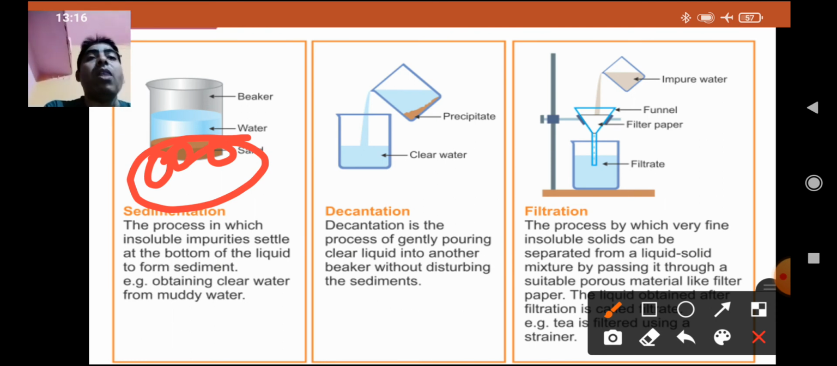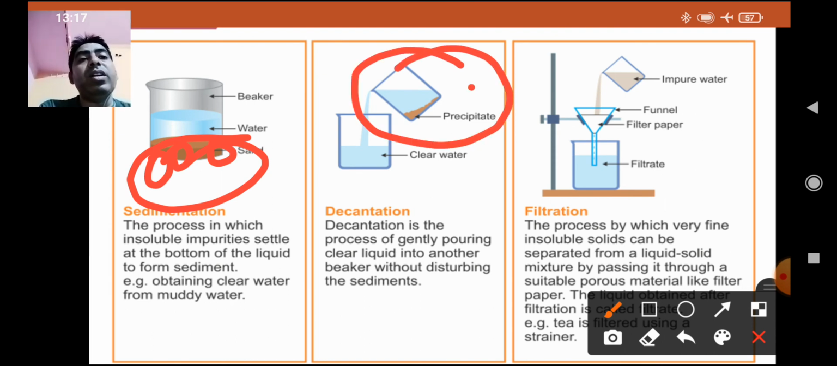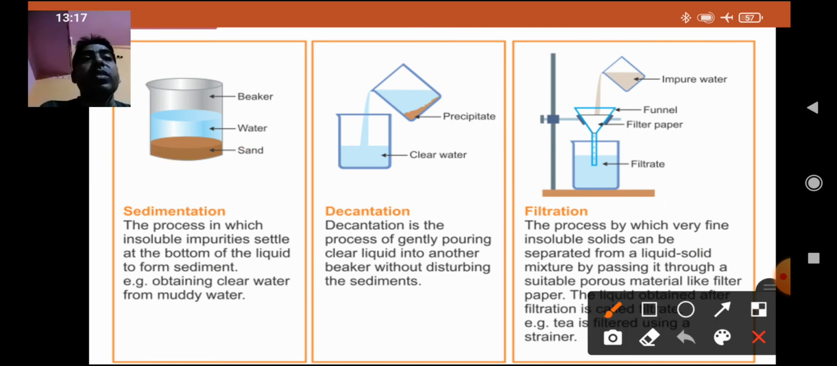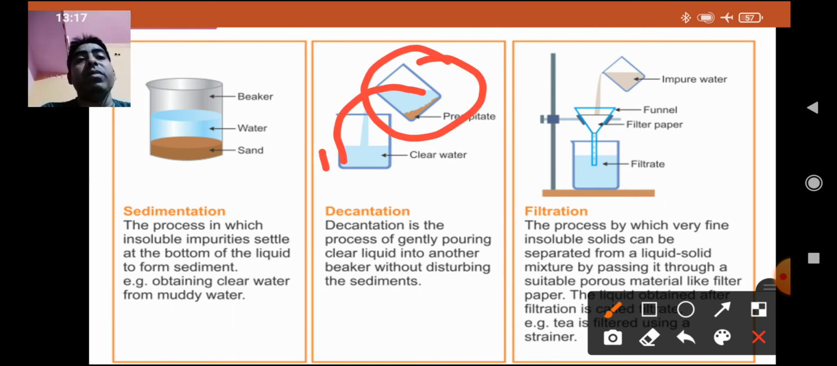Now the next process is decantation. You can see here, we have sedimented, the heavier particles have come down here, and the pure liquid is in the upper side. So, what is decantation? The process of pouring out a clear liquid from a vessel. This is the vessel, we are taking out the clear liquid, and the impurities are downside here.